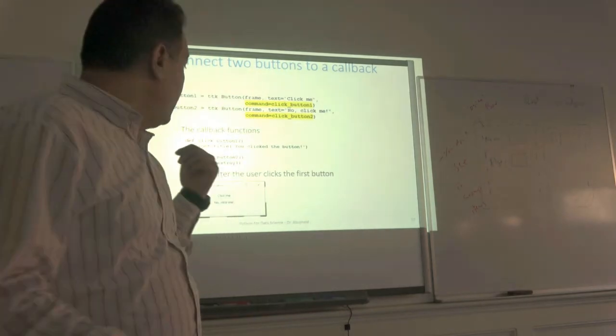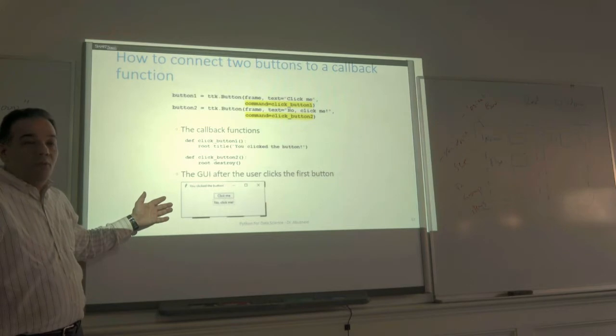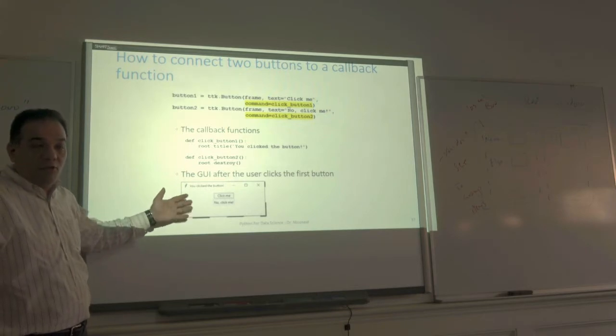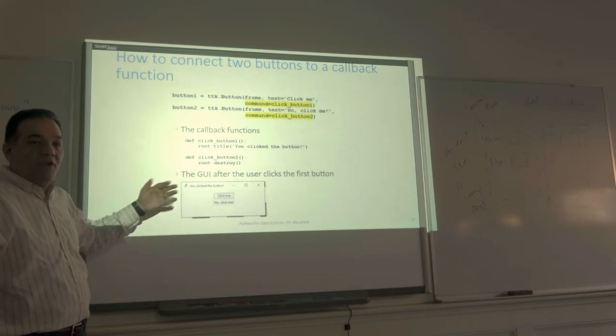So how many widgets do we have in this window? 2. About 3. About the frame. We have a frame. So we have a window. On top of the window I have a frame. In the frame I have two buttons.